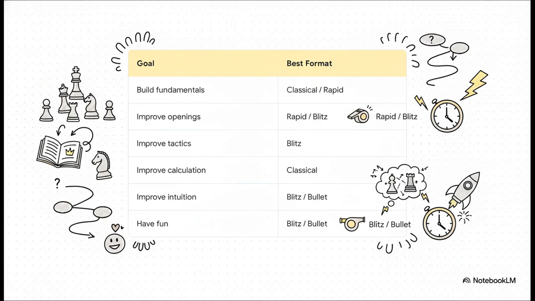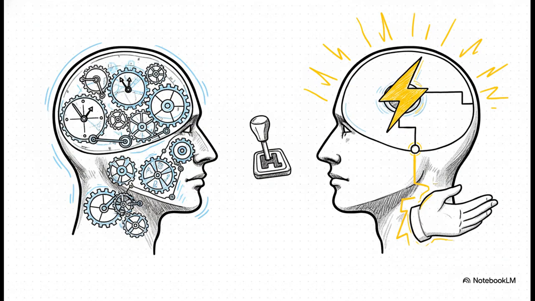Want to build your fundamental skills? You gotta play classical and rapid. Need to get sharper at tactics? Blitz is your drill sergeant. Trying to improve your deep calculation? It has to be classical. Just find your goal on the left and the right tool is sitting right there on the right. It's really that easy.